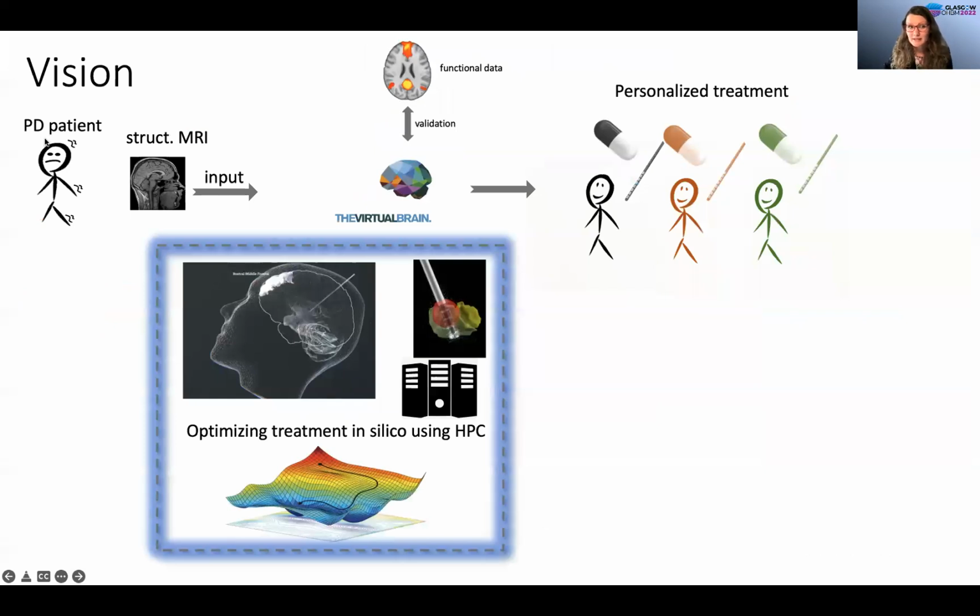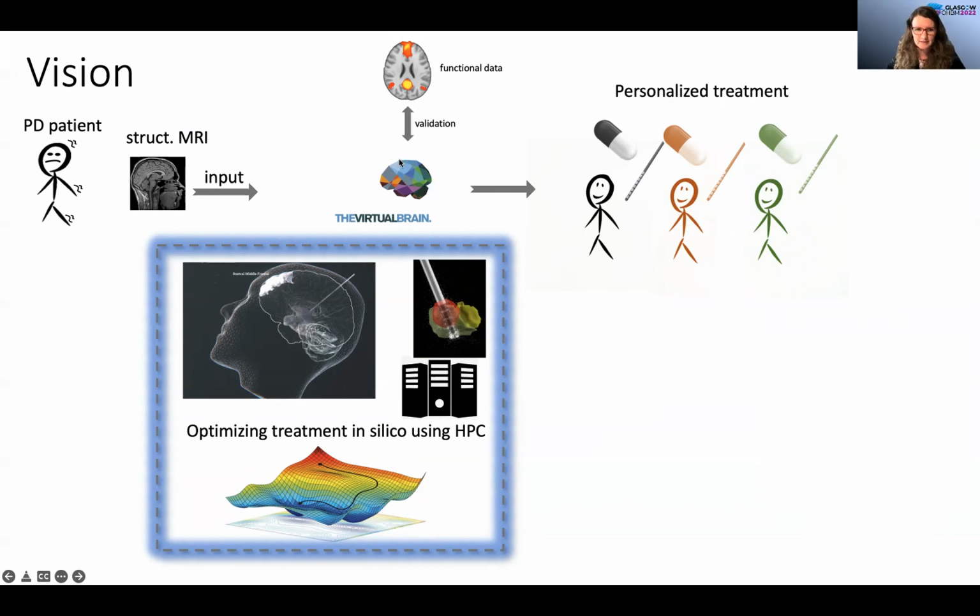We would wish that the Parkinson's disease patient comes in, we get his structural MRI and also his functional data. It could be EEG, MEG, fMRI, LFP signals, whatever you prefer. And we use that as an input to the virtual brain and validate it back and forth to set all the parameters in the correct manner, such as we have a virtual representation of the brain activity of that patient.